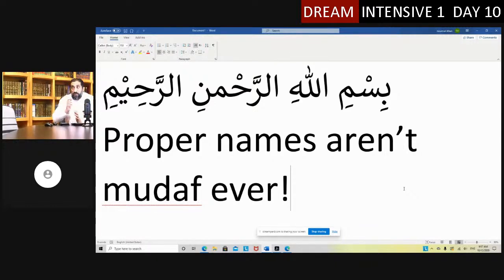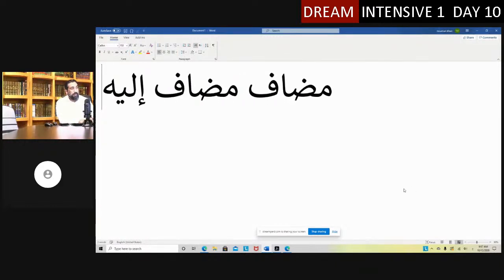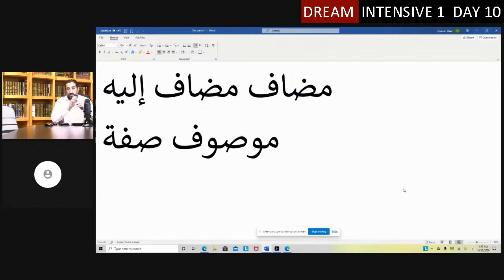The other question as part of that was, you have two rules. You've got the mudaf and mudaf ilay, and you've got the mawsuf, which is the noun, and the sifa, right? The four properties matching thing. Well, which one of these is priority? Mudaf ilay is always priority. Remember in mathematics, you guys did questions like these, 2 times, 4 plus 7.